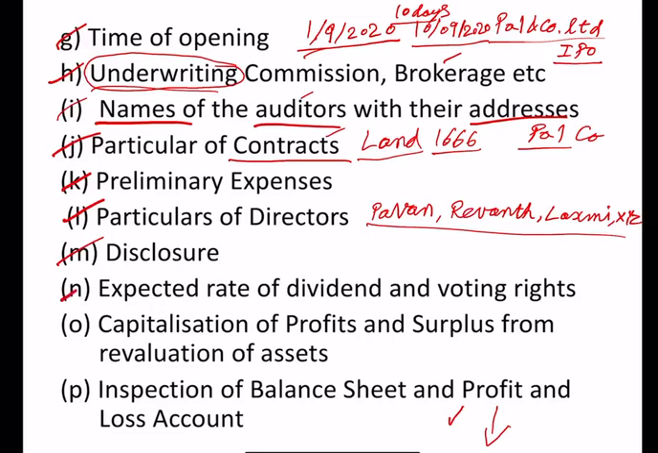Then next, expected rate of dividend and voting rights. How much dividend am I going to give to my shareholders, and what are the voting rights? I should mention clearly in the prospectus. There is no rule to issue dividends to shareholders. If the company does not want to declare any dividends, it will not declare the dividends. If they want to declare the dividends, then how much is the company going to give? Is it 2%, 3% or 4%? They have to clearly mention it.